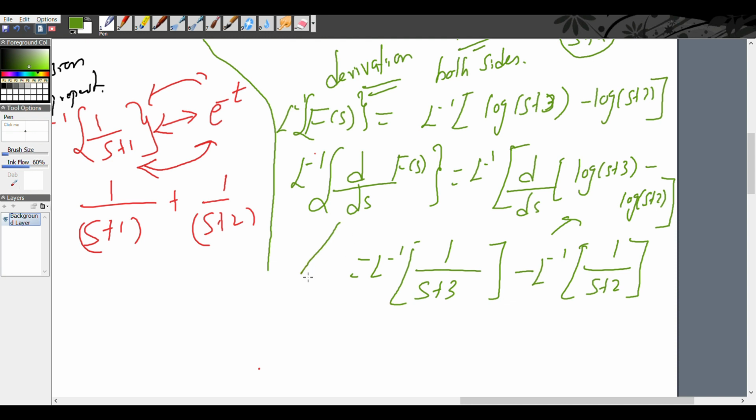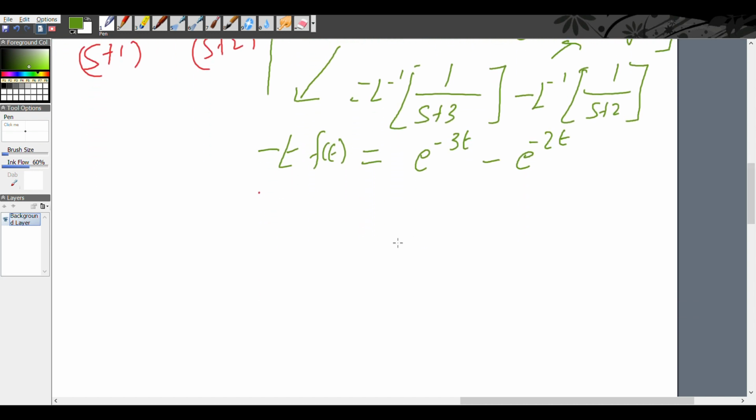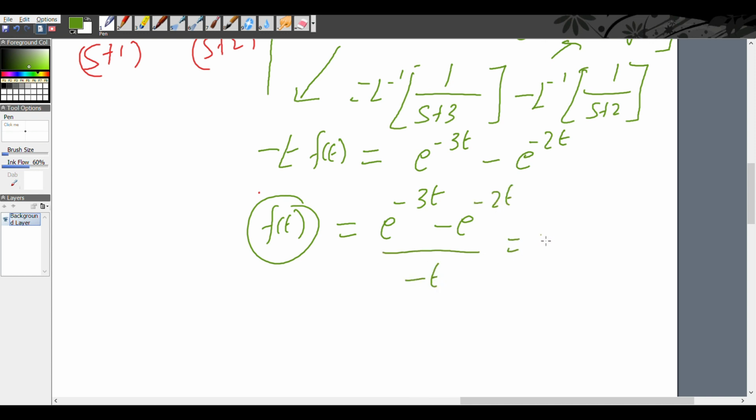So what is this one actually? This is nothing but minus t into f of t as per the property. A property we will discuss. What is this one? Minus t into f of t. This is nothing but e power minus 3t minus e power minus 2t. So what is f of t? I want this one, right? F of t is equal to (e power minus 3t minus e power minus 2t) divided by minus t. This I can write like (e power 2t minus e power minus 3t) divided by t. This is the answer, right?